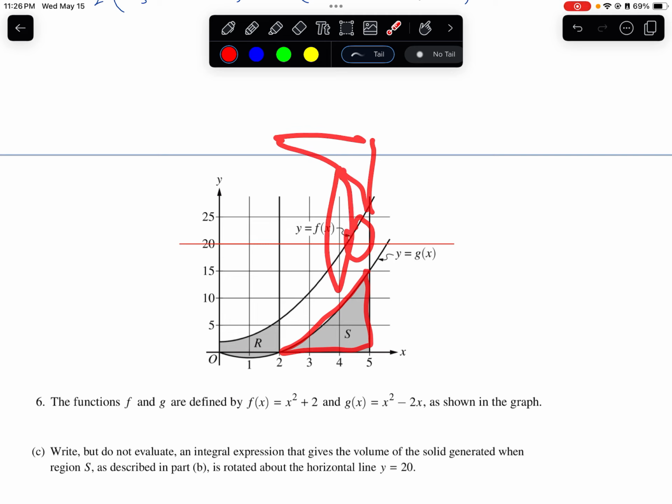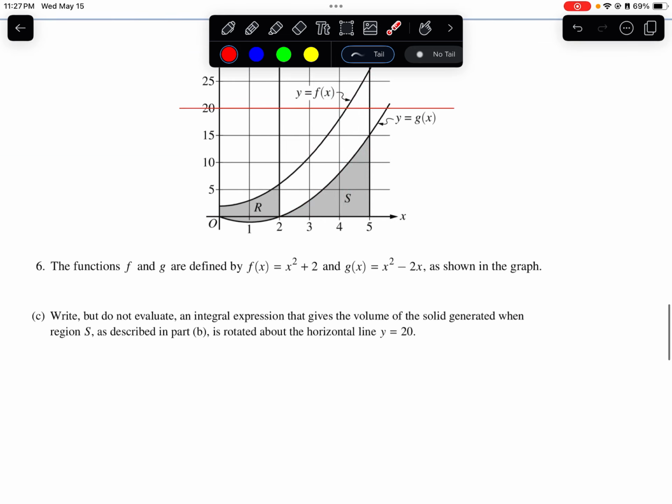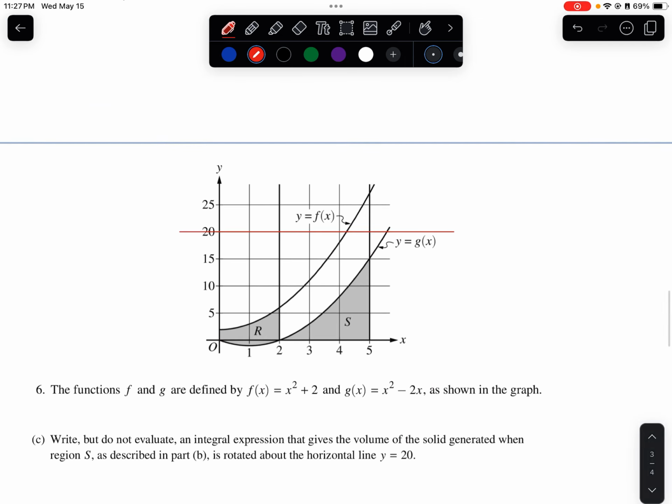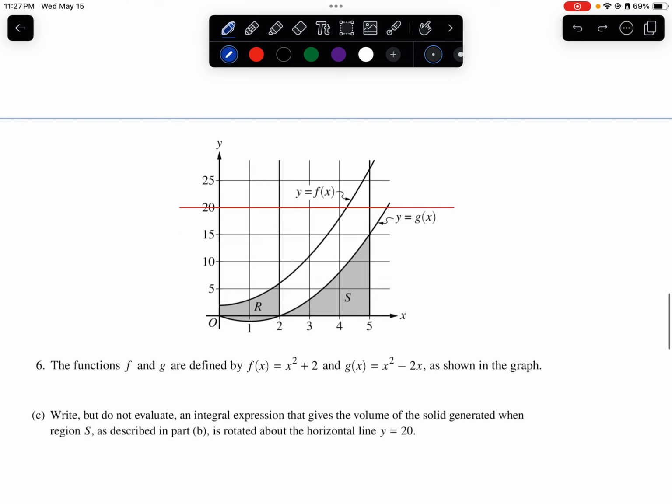This is a washer method, yeah? Okay, so we need a washer method, if you guys remember. Volume would be equal to pi times the integral from a to b of the outer radius squared minus the inner radius squared dx. So we have to define what the outer and the inner radius is.